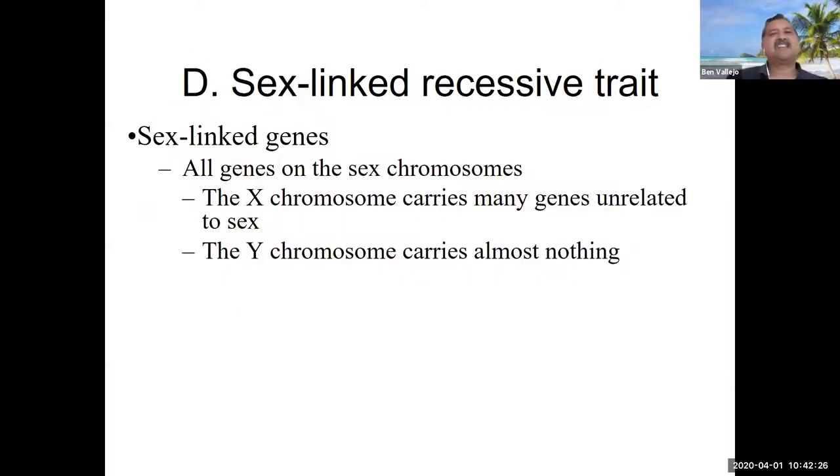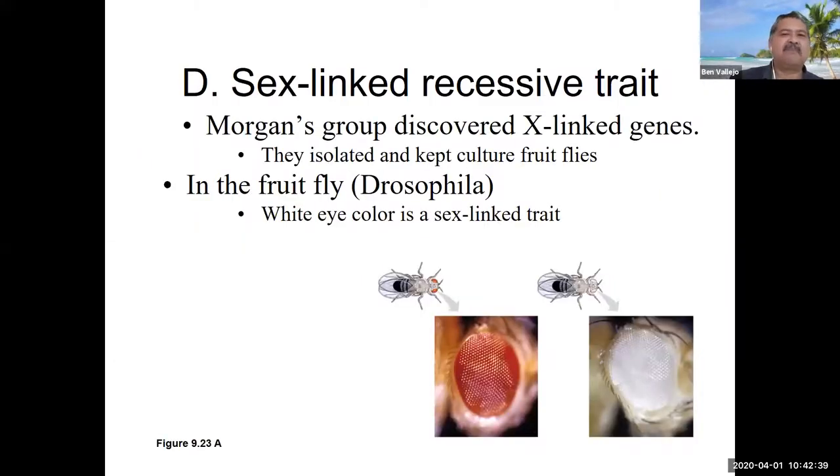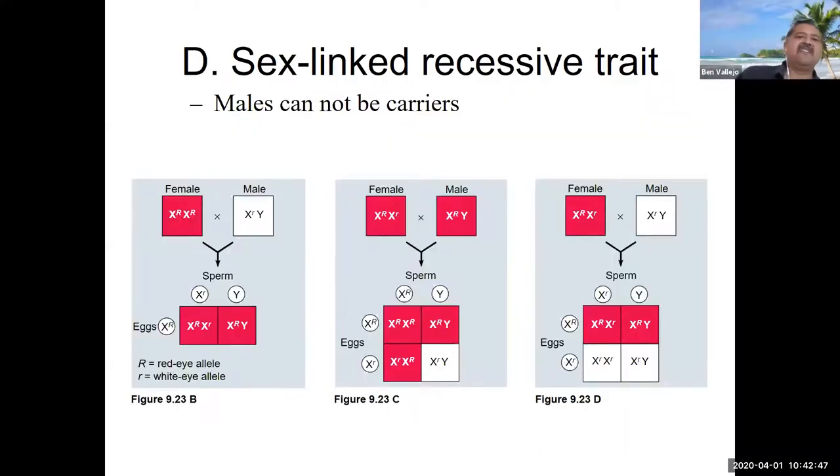Possibly. Sex-linked recessive traits, sex-linked genes. Remember, these are the sex chromosomes with the genes on the X. I remind you that the Y doesn't carry anything. This was discovered by Morgan, and again, they did this in the fruit fly. And here are some Punnett squares that you can take a look at so that you can review how the traits are inherited in sex-linked traits.